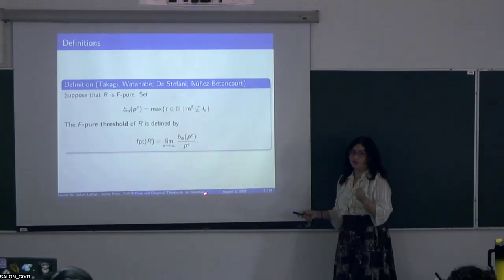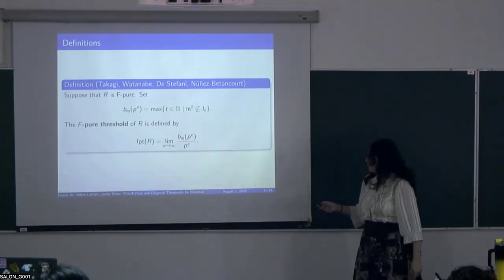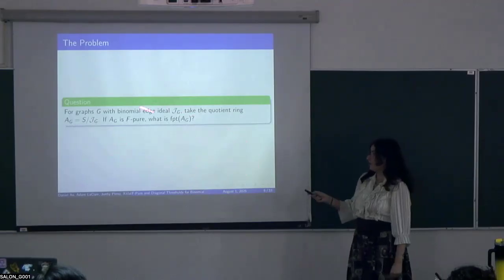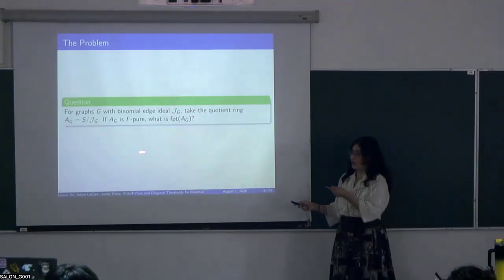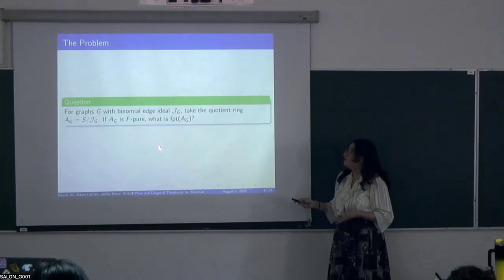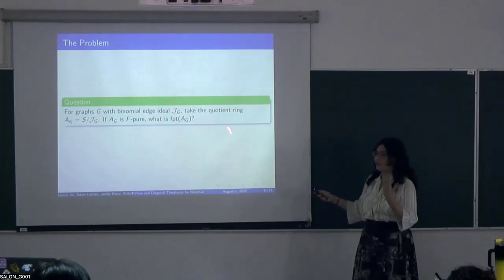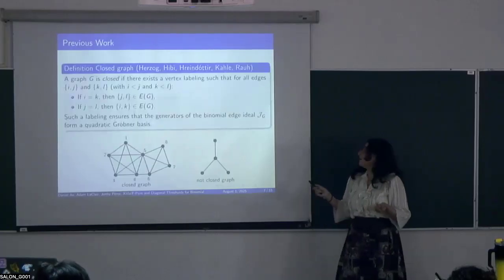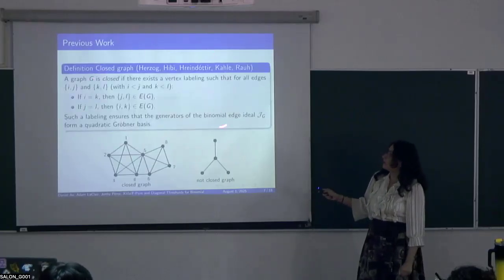So this measures the splitting order of the maximal ideal. And our question is, for a graph where we know that the quotient ring is F-pure, do we know something about the exact value? There is some previous work for closed graphs.